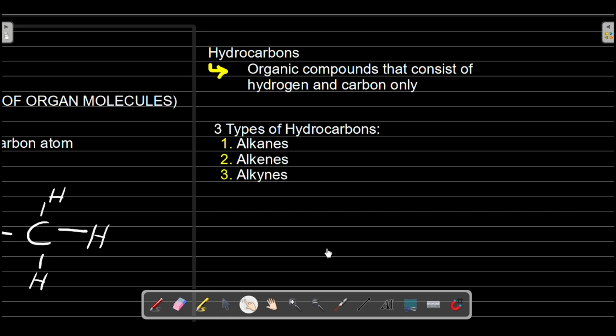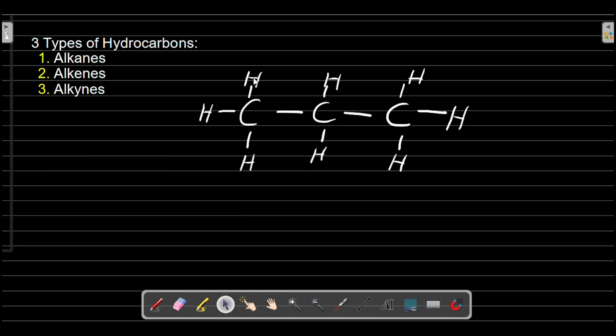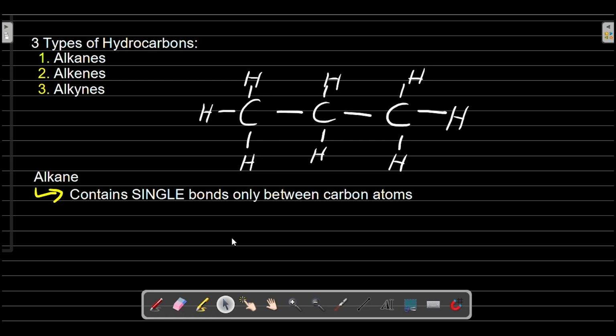Let's go through the difference between the three. Again, using our propane as an example. Remember, we're talking about hydrocarbons. So you need to keep in mind that these are molecules that contain carbon and hydrogen only. But what's the difference between an alkane, alkene, or an alkyne? Well, the alkane contains single bonds only between carbon atoms. If we look at the propane molecule again, we see that there are only single bonds between the carbon atoms, and therefore this molecule is an alkane.